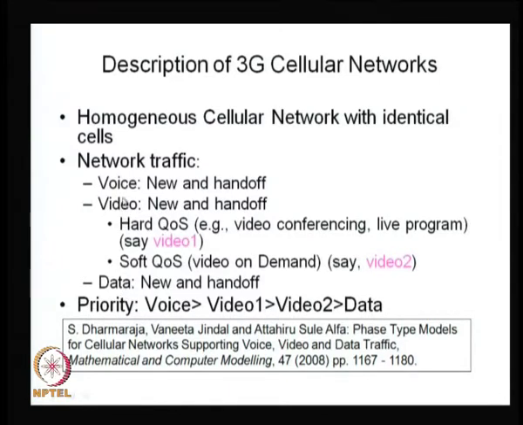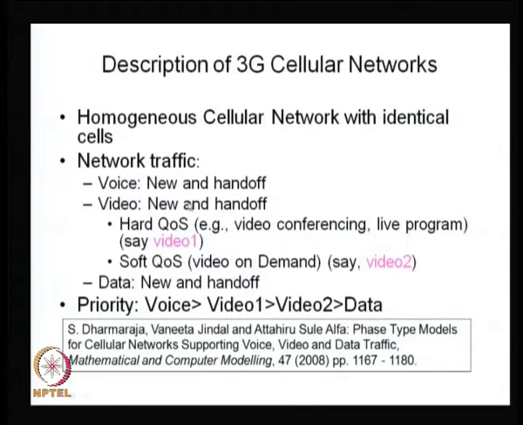In the 2G networks, we have only one type of call, that is a voice call, and the voice calls are subdivided into two types, handoff calls and the new calls. So, here also the voice calls are divided into new calls and handoff calls, because we are considering a performance model for one cell. The video calls, again we are dividing into two types.